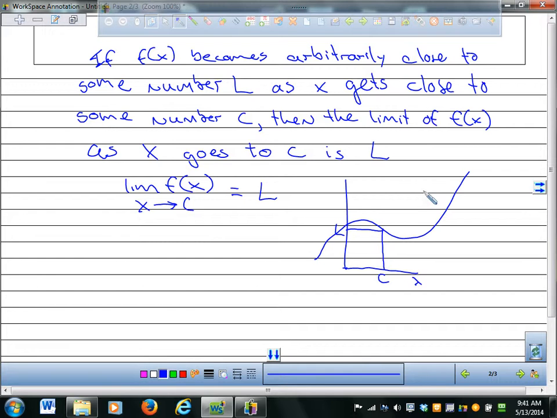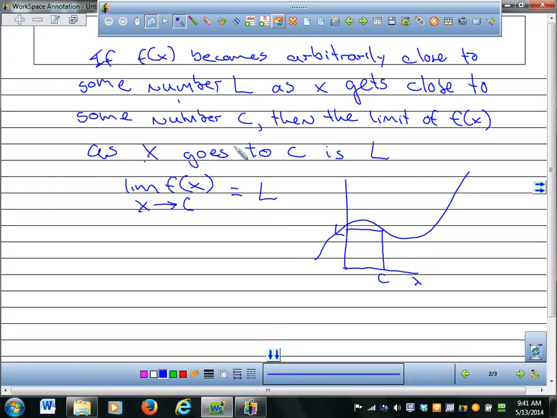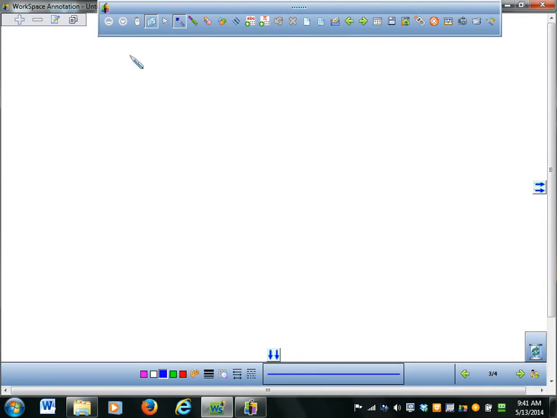So that's that. Okay. So if you want to find the limits, I have to undo that. So let's find the limit.